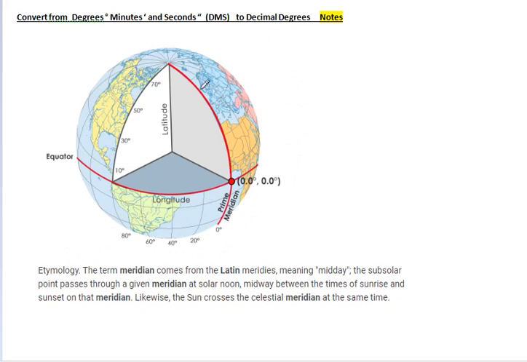Then here we see that we've got the prime meridian and then the equator. Here's just some extra information for you. Of course, I'm going to bring in the Latin to it. Meridian is Latin meaning midday, and Wikipedia here says that the subsolar point passes through a given meridian at solar noon. I'm not going to pretend to be all smart and know what that is, but you do with it what you will.